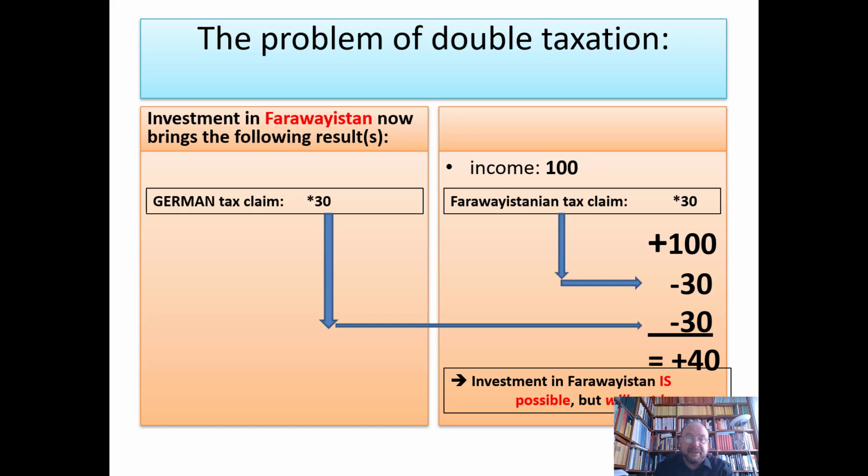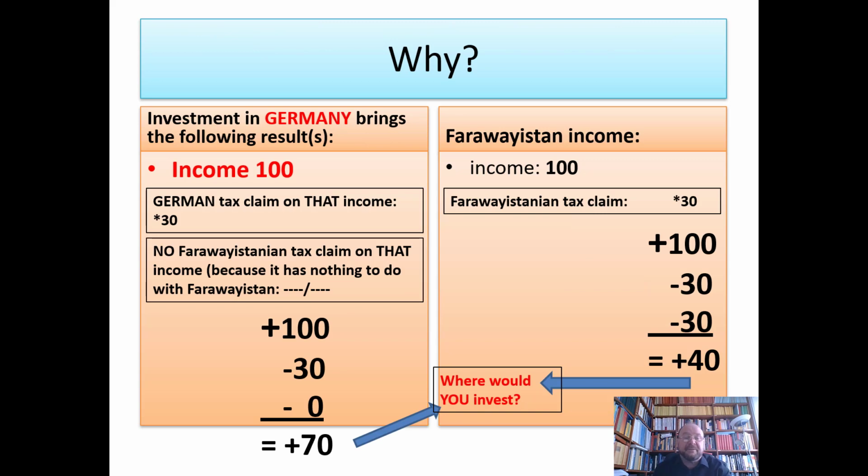And the answer is, let's calculate. We would have a German tax of 30, a faraway Estonian tax claim of 30, and 40 would end up. Now you could do investment in Faroestan, but it will not happen, because if you invest alternatively at home, you would have a net result of 70. And if you have the choice between having 40 euro net result or 70 euro net result, you would probably have to be a madman to decide for the 40 euro alternative. So cross-border contacts are even improbable or highly implausible, economically nearly impossible if you have a double taxation.